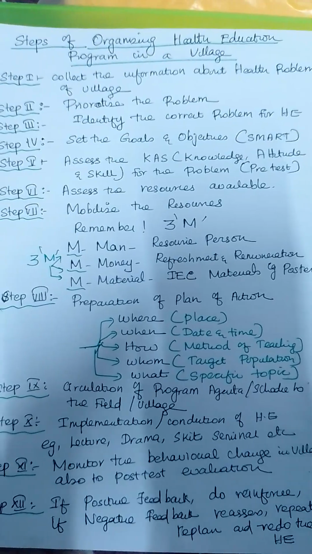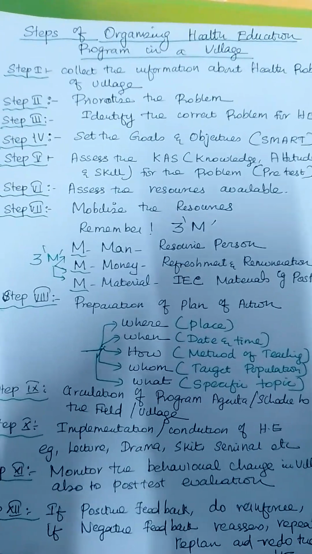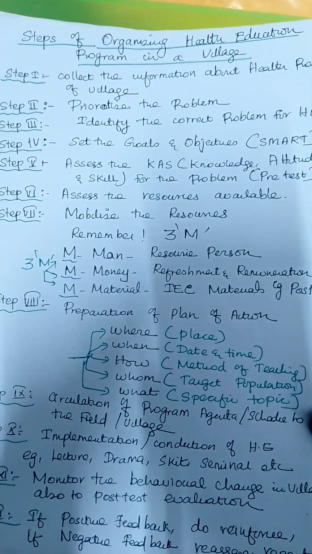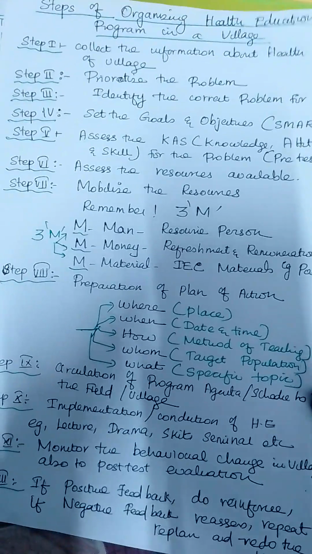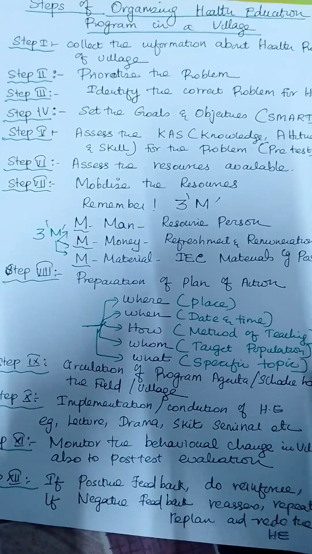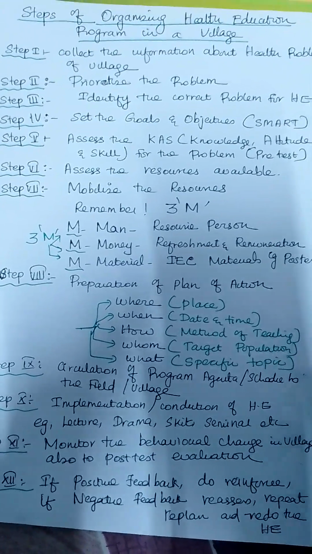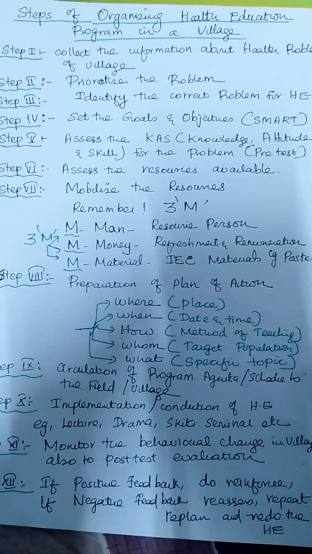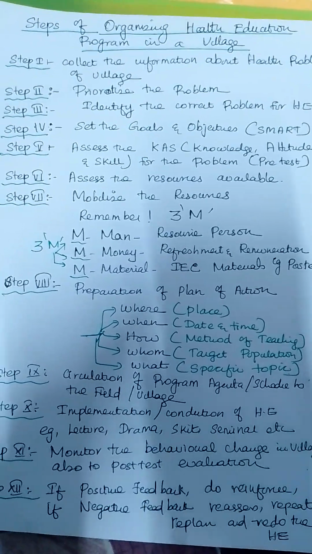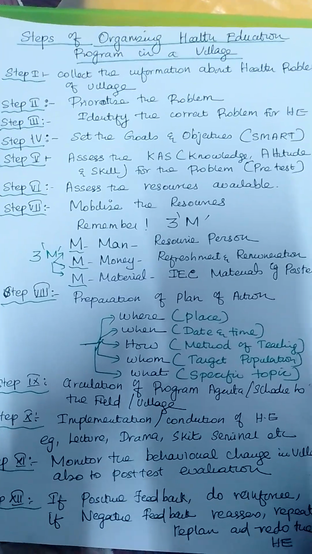Then you write the definition of health education. Health education is a process which helps the individual to behave in a manner that encourages people to know how to collectively stay healthy, or to seek help. Write any one definition. Then you have to write the steps of health education, and after the steps you can write the conclusion.